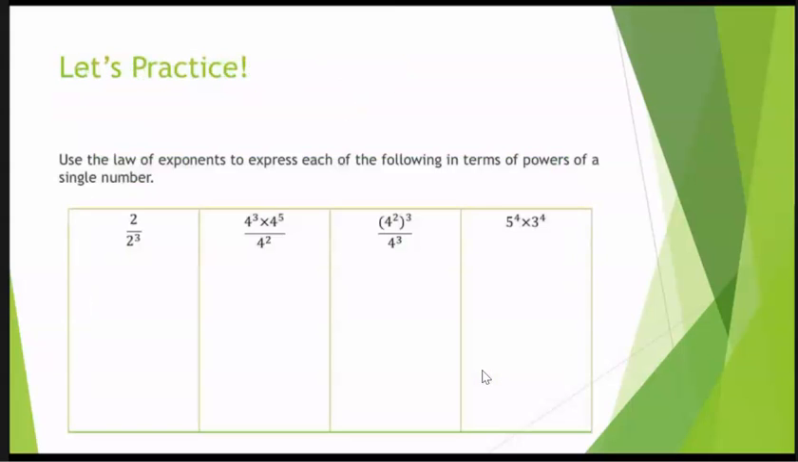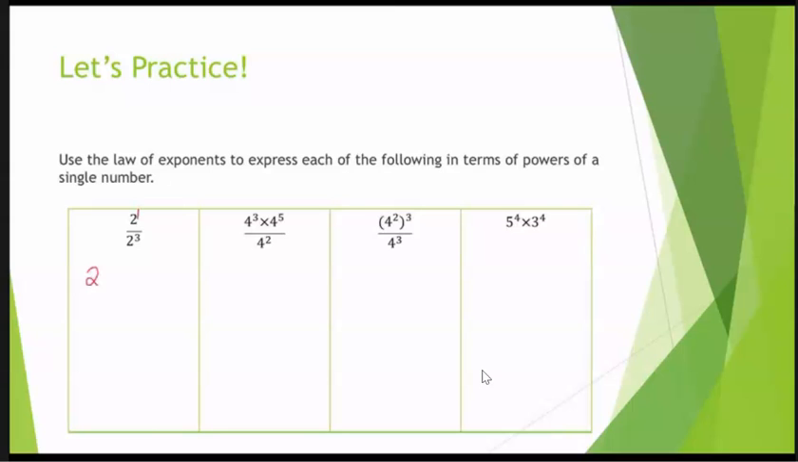So let's actually put these laws into practice. We want to simplify these numerical expressions. So the first one, we have 2 over 2 to the third. And we know anytime we have a variable or number by itself, it has an implied exponent of 1. We know when we divide exponents with the same base, we're really subtracting.